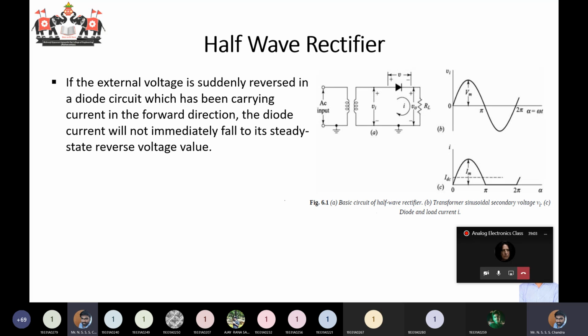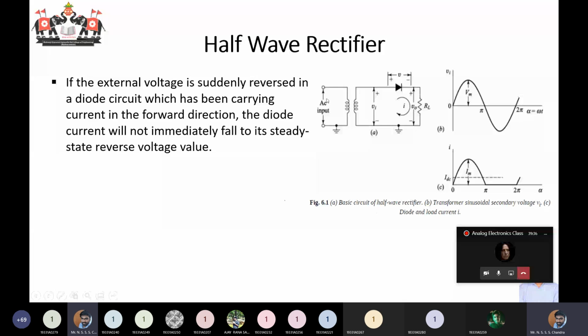As given in the circuit, we have an AC input. In rectification, our objective is to convert this AC input into a DC output. So basically, rectification means conversion of AC into DC. Here we are giving an AC supply. Let us say we are giving supply from your power supply, that is 230 volts.